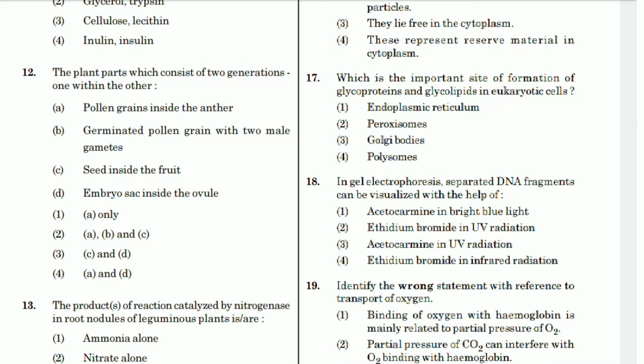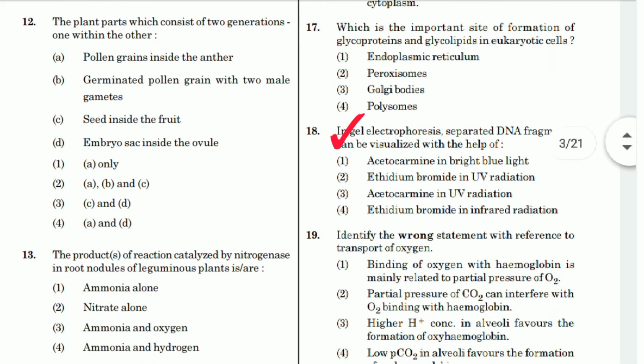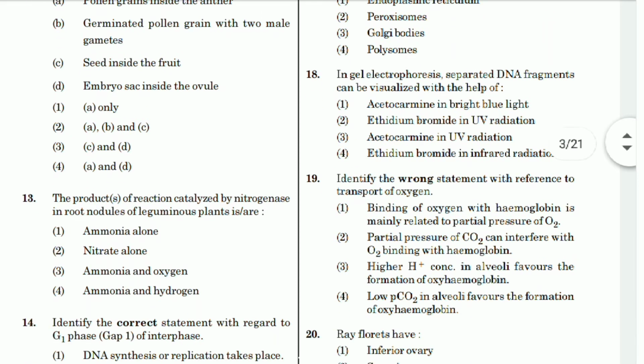And the 17th question is, which is the important site of formation of glycoprotein and glycolipid in eukaryotic cell? Options are endoplasmic reticulum, peroxisomes, Golgi body, and polysomes. And the correct option is Golgi bodies, option C.